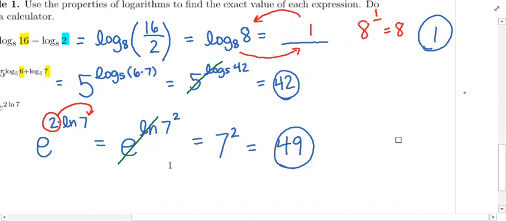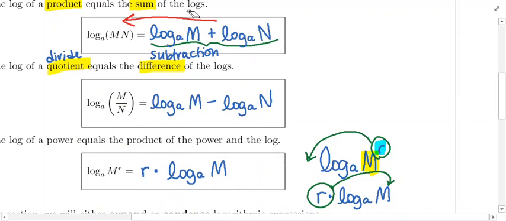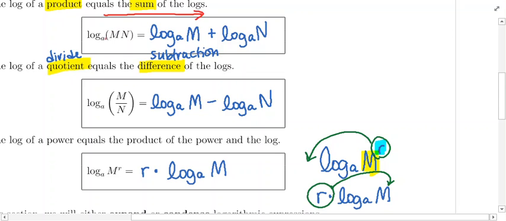So if you go back to page 1 and look at your properties, remember if you're expanding, you're applying the properties in this direction. You're taking one logarithm and turning it into multiple logarithms. Same thing with this property. This is the property we need for part A.